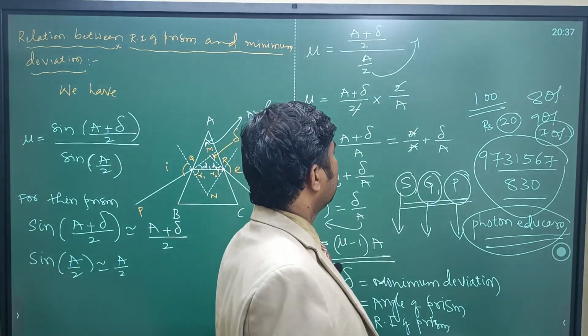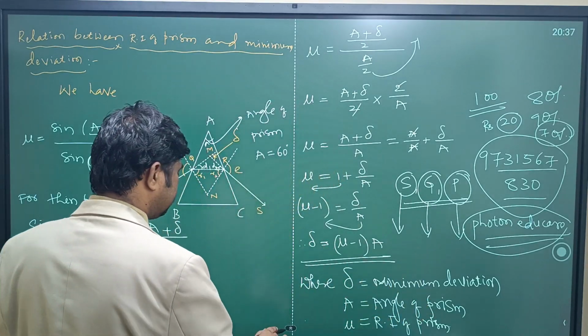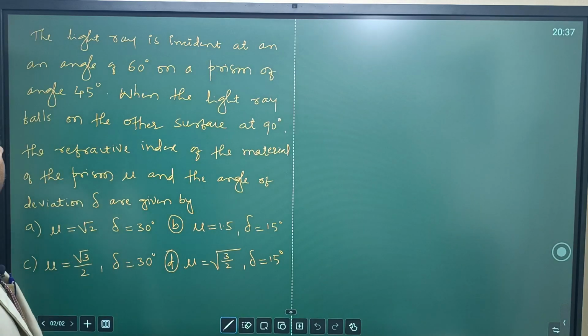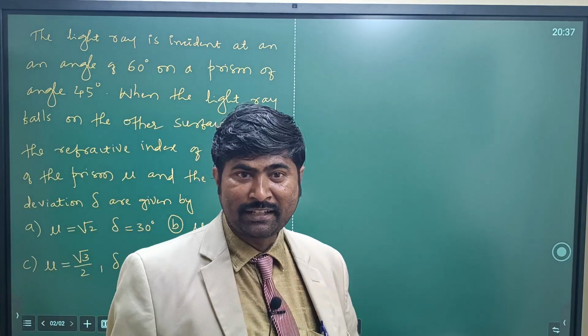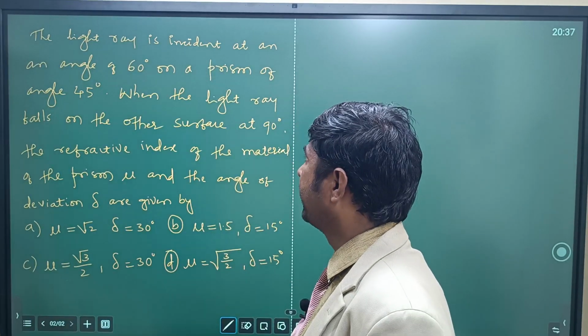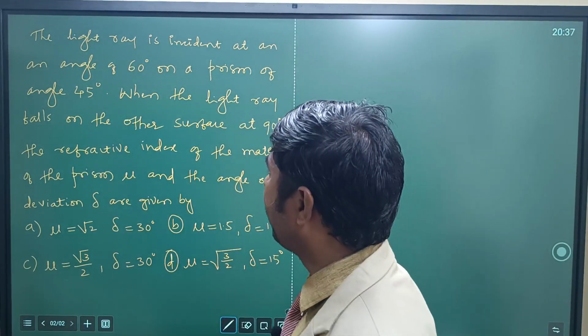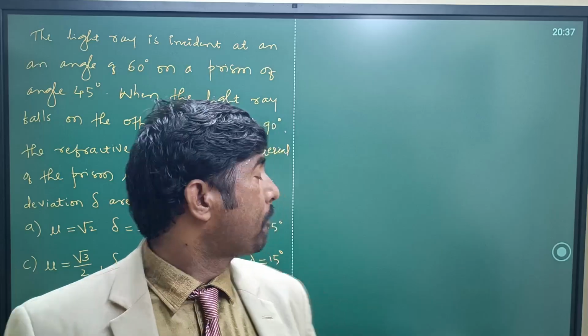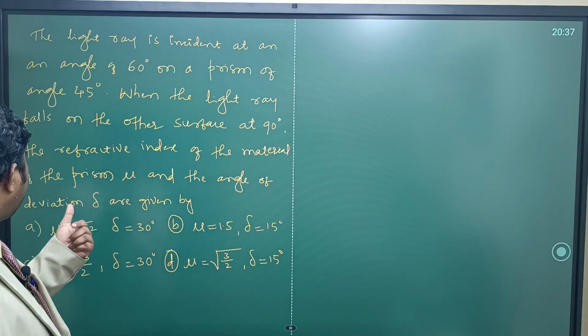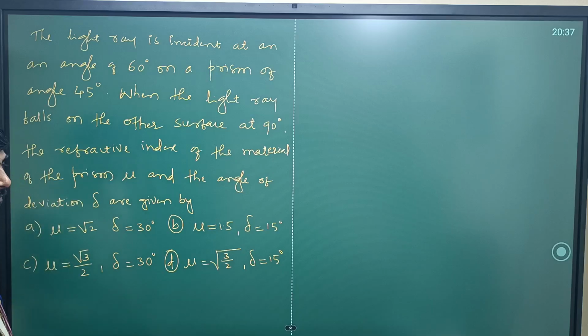Now coming back to the topic. So here we are going for one example. A light ray is incident at an angle of 60 degrees on a prism of angle 45 degrees. When the light ray falls on the other surface at 90 degrees, the refractive index of the material of the prism, mu, and the angle of deviation, delta, are given by.